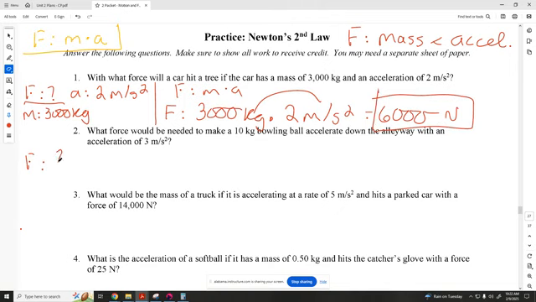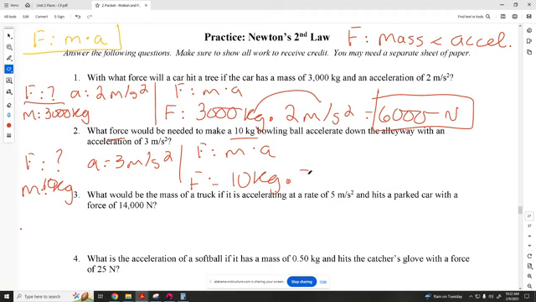What force, so we're looking for force, would be needed to make a 10 kilogram ball, so that's my mass, accelerate down the alleyway with an acceleration of 3 meters per second squared? So we're looking for force. Force is equal to mass times acceleration. My mass is 10 kilograms times my acceleration, which is 3 meters per second squared. 10 times 3 gives me 30 newtons.